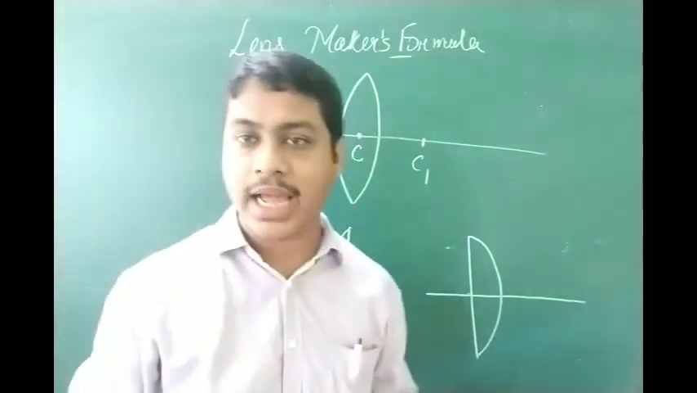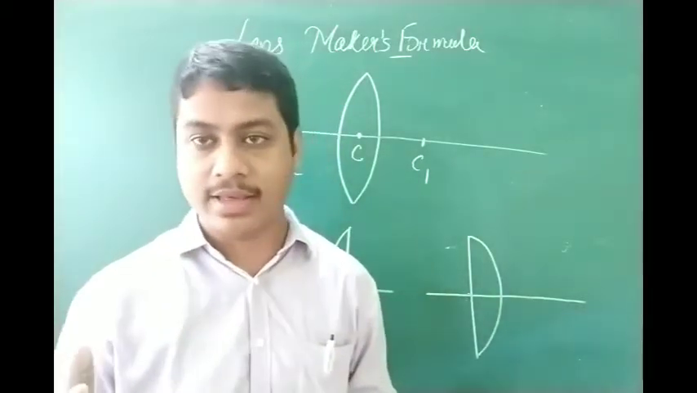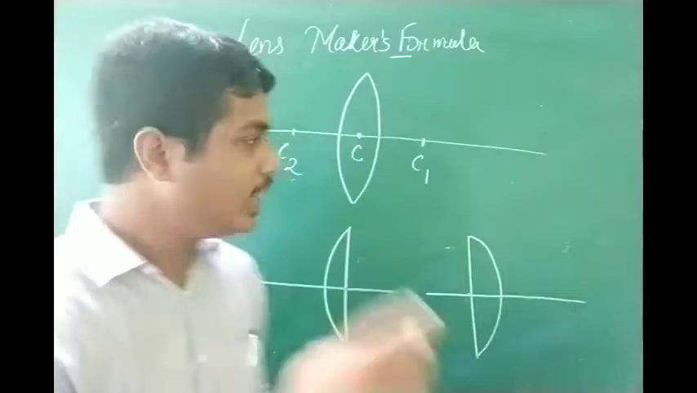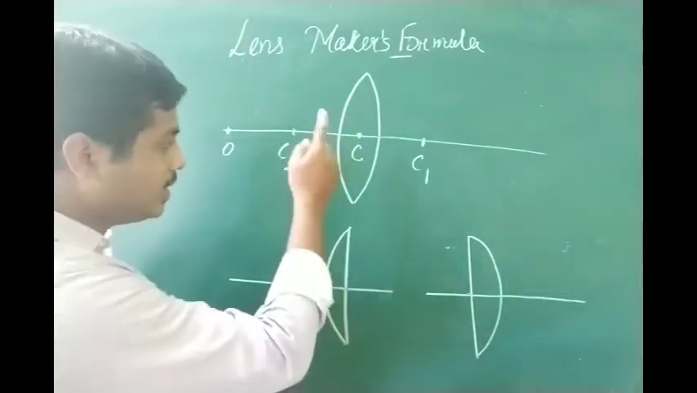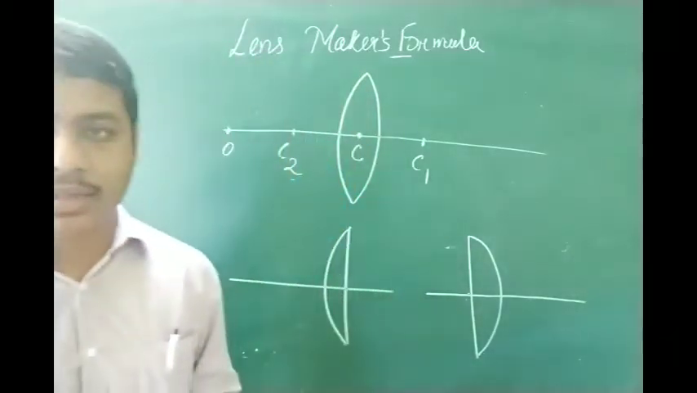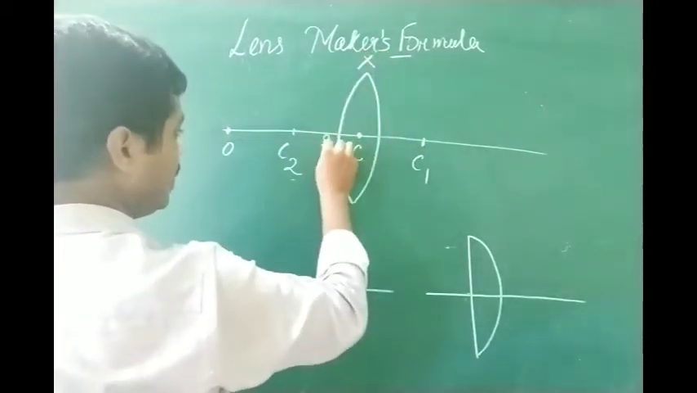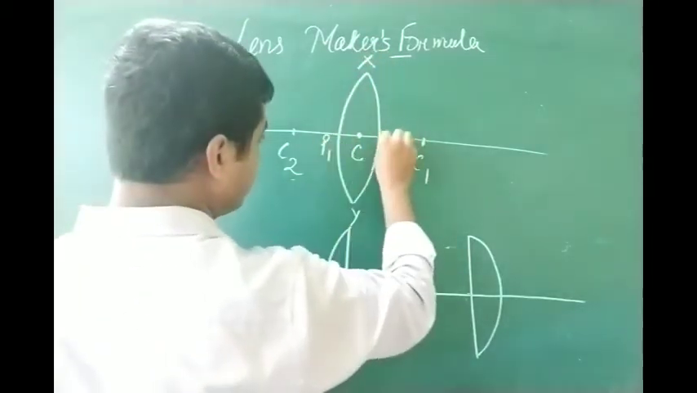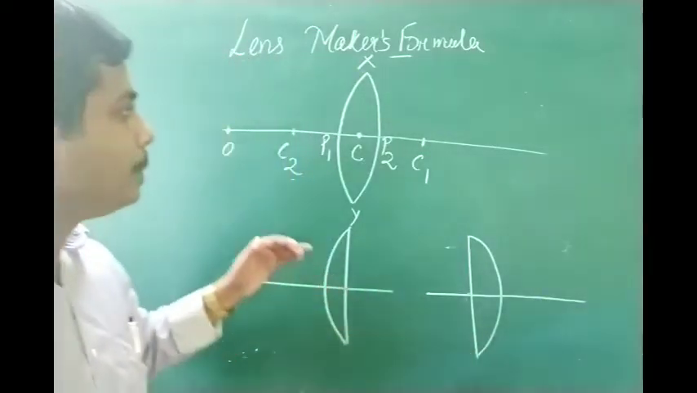We can consider that this convex lens is made up of two spherical refracting surfaces. For that I have split the diagram into two parts. You can see the below diagram. This lens can be divided into two parts. Based on this, suppose this is point X, this is point P1, this is Y, and this is point P2. P1 and P2 are the poles.